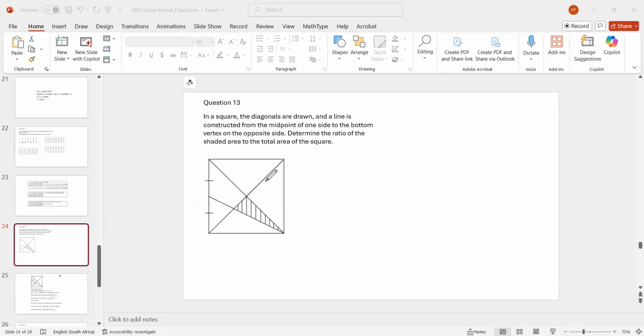Those are the properties of a square. Okay. Now you've got a midpoint here. You can see it's drawn like that, and this is joined. Now determine the ratio of the shaded area to the total square. So you needed to work out the ratio of this shaded area. All right, now look, this is not an easy problem, and it took me a while to get to the answer.